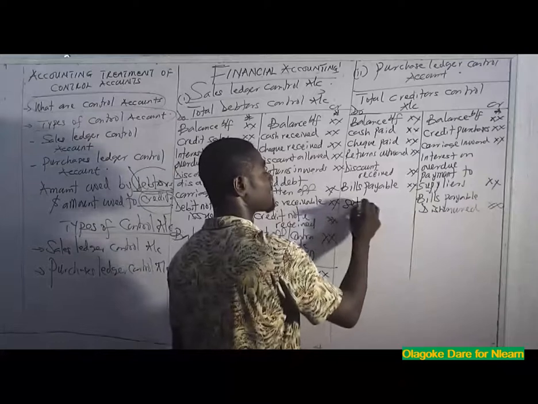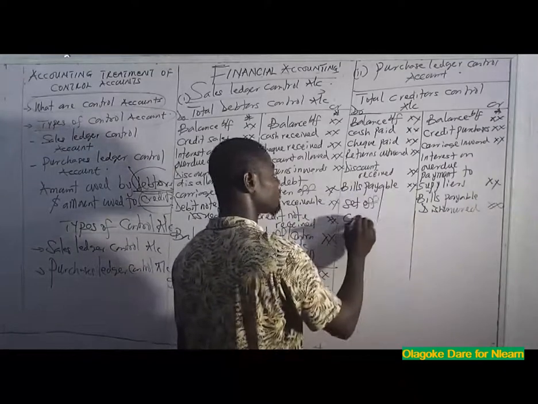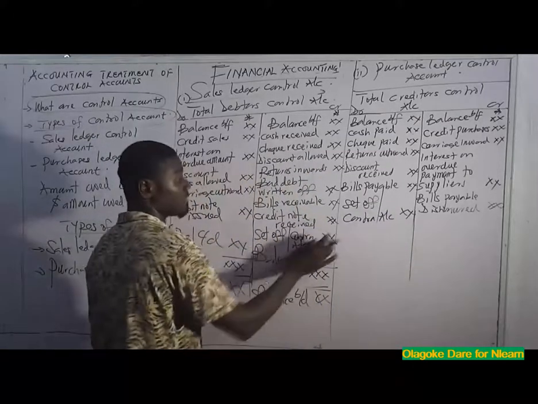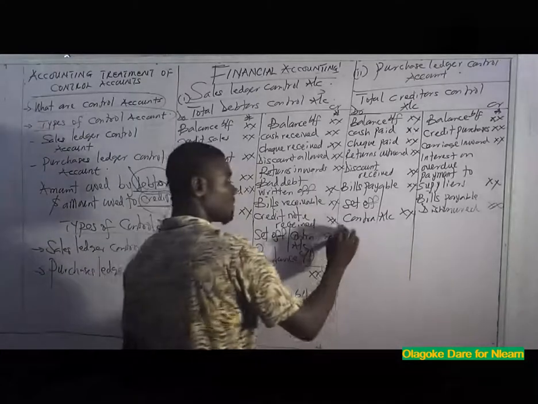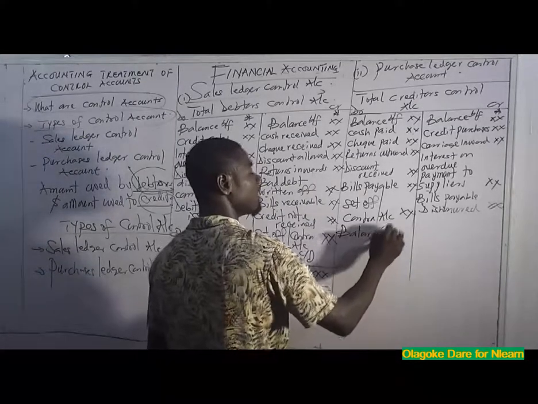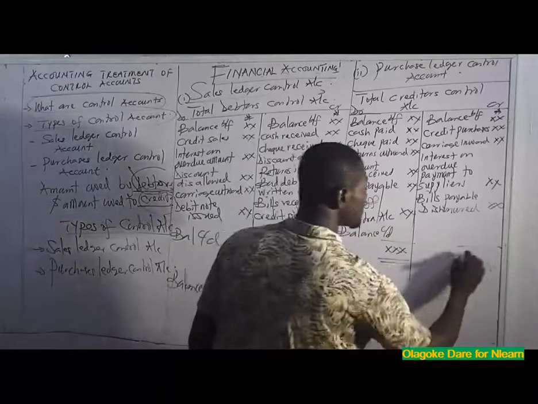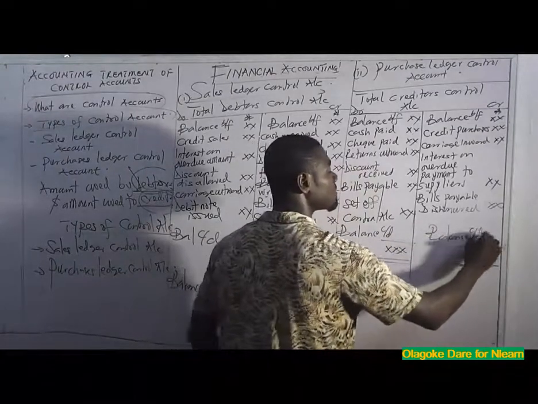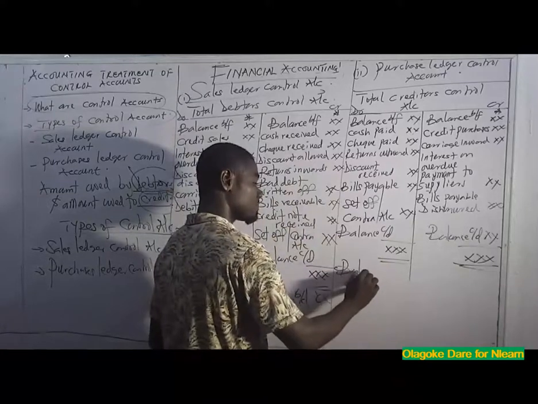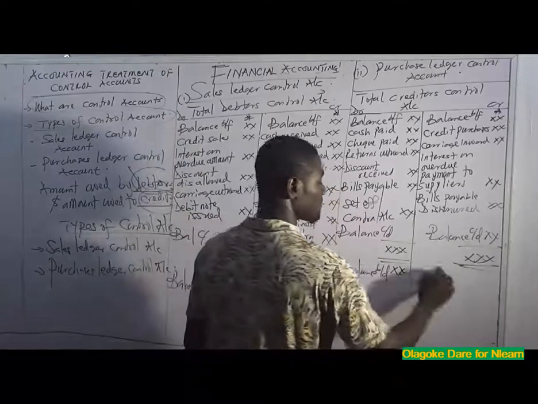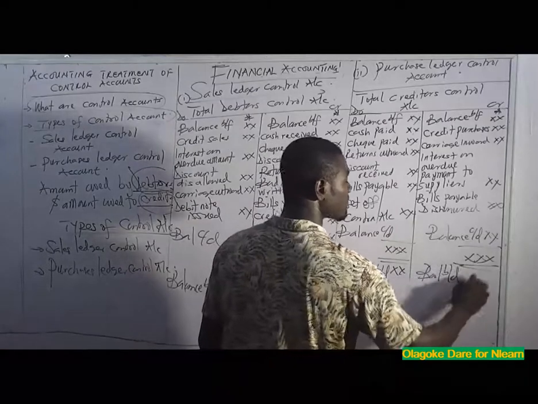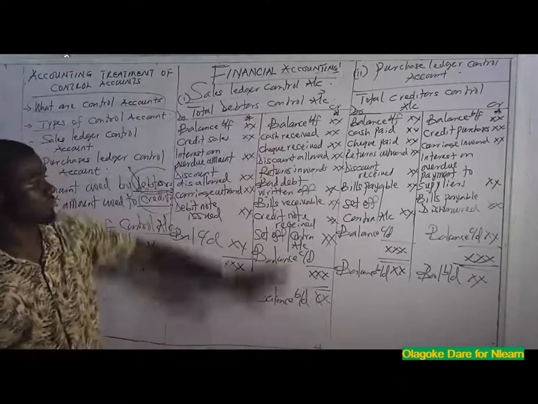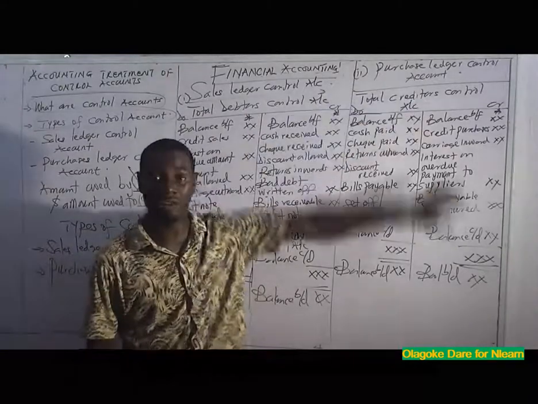So here we have set off or contra accounts. These values are always the same. This set off here is always the same as this. So we have a balance carried down, and we have a balance brought down. So with this, we know the reason for preparing a total debtors control account. We know the reason for preparing a total creditors control account.